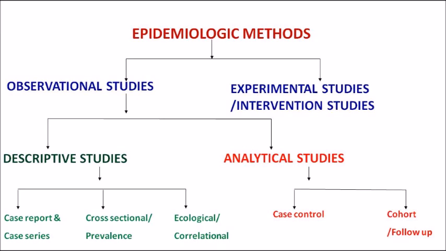Under descriptive, we have case report and case series, cross sectional or prevalence studies, and ecological or correlational studies. I'll just briefly explain what exactly is meant by case report, cross sectional, and ecological. We'll be dealing with all these in detail in the coming slides. So what is a case report? It is just a report of a case, as simple as that. Just a clinical representation of a case by a clinician or a group of clinicians, of the case they have come across or have done.